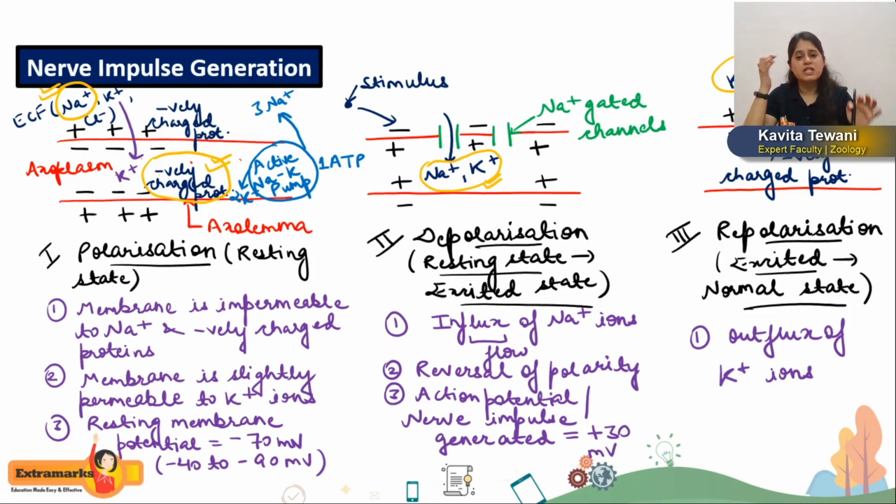This whole page, which I have explained for so long, is going to help you with all your questions. Now again a new stimulus will appear and a new nerve impulse would be generated. These are all the events which can be asked in the questions, and accordingly you have to answer. They can ask in which step outflux of K plus ions takes place, so you write repolarization. They can ask in which step there is negative charge outside and positive charge inside, so you answer depolarization. So the major three steps are polarization, depolarization, repolarization.